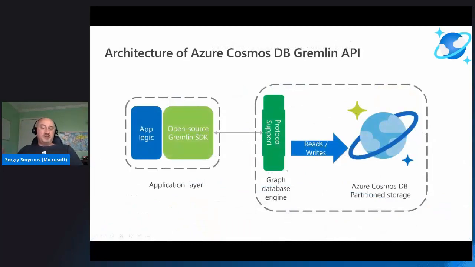So if we zoom into the architecture of Cosmos DB Gremlin API, currently it is using the Azure Cosmos DB partitioned storage, basically horizontally partitioned storage based on the partition key, the hashing shards to do the read-write operation from your graph database engine, which has wire protocol support for Gremlin API based on your open source Gremlin SDKs, which is used by the application.